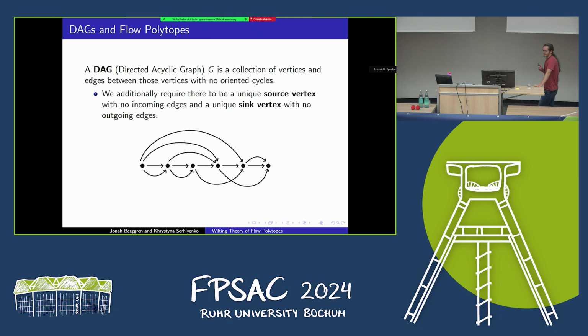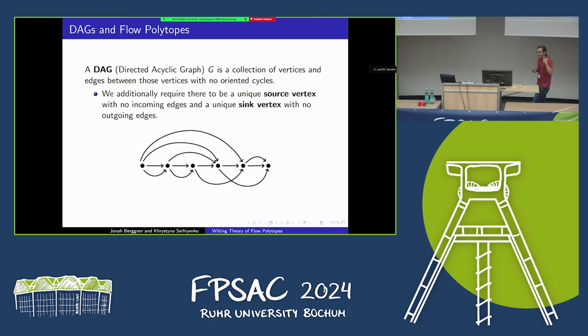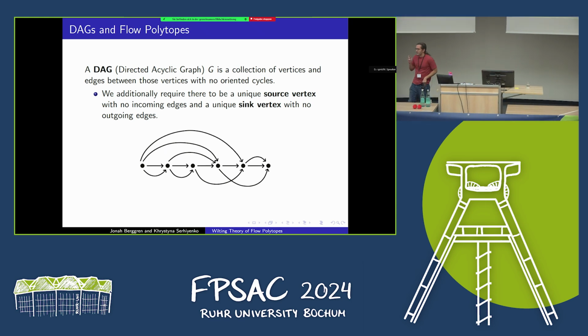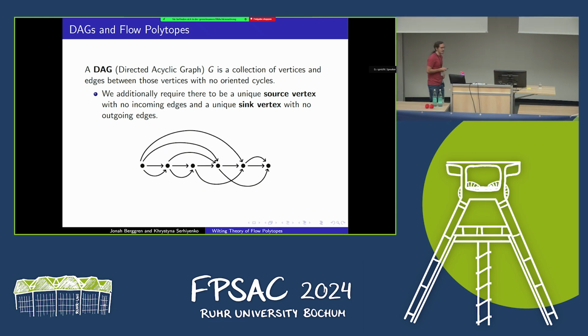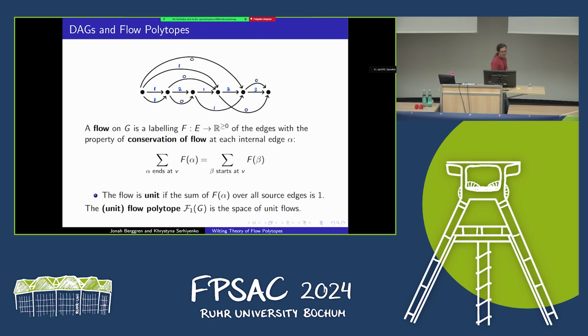So a DAG is a directed acyclic graph. I've got vertices. I've got directed edges. I do not have any cycles. And I draw them so that we have one source on the left there and one sink on the right there. What is a flow on this DAG?